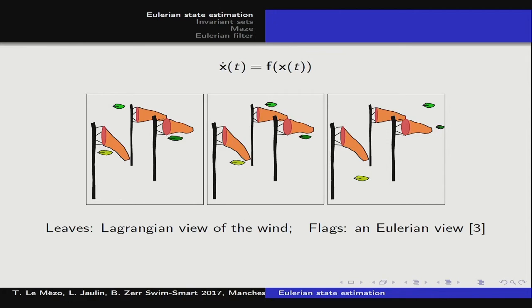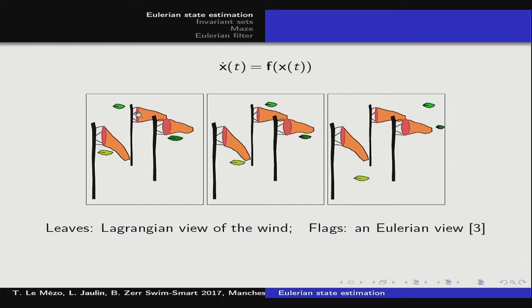The flag approach, so the Eulerian approach, where just by looking at the flag, you are able to understand how the wind behaves. And also you have the leaves. If you follow the leaves, then you will move with the leaves, and it corresponds to the Lagrangian approach. So one movement is where you move with the fluid. And classically, when we deal with interval analysis methods, we have a Lagrangian approach.